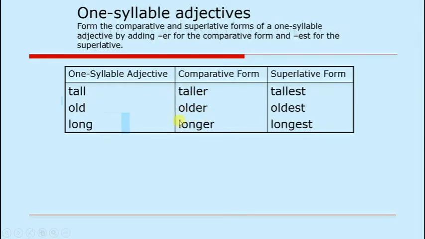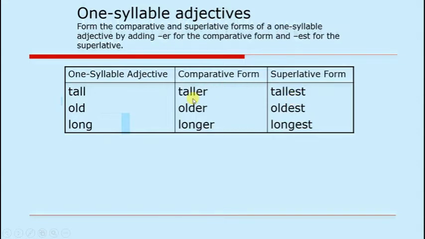Old, older. Long, longer. But superlative, I add est, like tall, tallest. Old, oldest. Long, longest. So what is the difference here between comparative and superlative? Here I compare between two persons or two objects. Here, more than two, three or more.